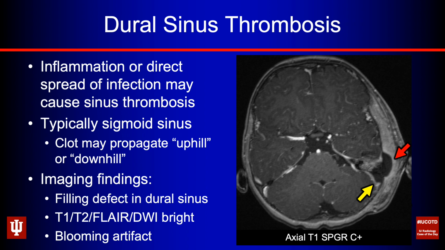The other thing that you can sometimes see is blooming artifact. So look at your GRE, look at your SWI, your SWAN, whatever sequences you're running. Yes, it can be prone to artifact in this area because it's at a brain-bone or even potentially an air-bone interface with the aerated sinus or the aerated mastoid, but take a look at it. Sometimes you'll see blooming artifact within the clot itself, and that can be a helpful tip-off.